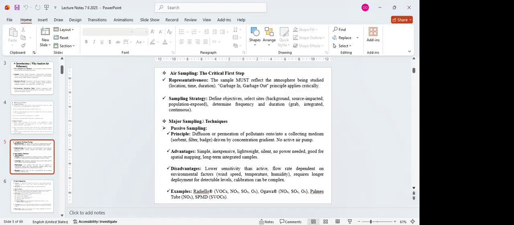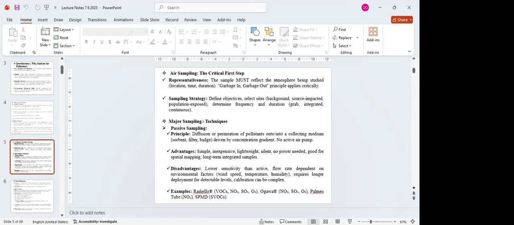And it is driven by concentration gradients. That is what concentration of it you are looking at. And you have no active air pump in it. So you determine some of these things while you are considering your approaches and your experimental design. That's where these things come into serious play.